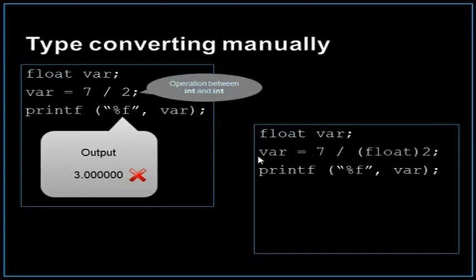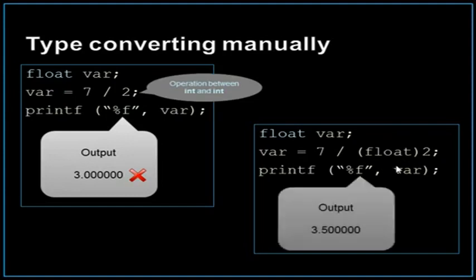So float var and var is 7 by 2. Now we will convert 2, which is an integer, to float by preceding it with a float. This is the way to type convert. We are converting one of the operands to a floating point number. So this time we'll get a perfectly correct value, 3.5, which is correct.